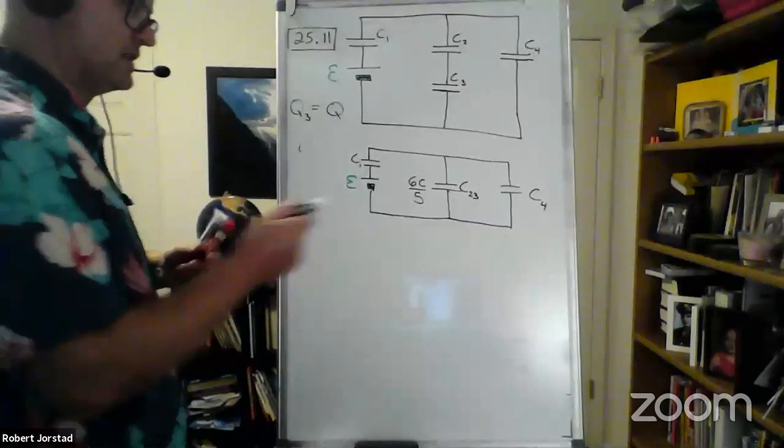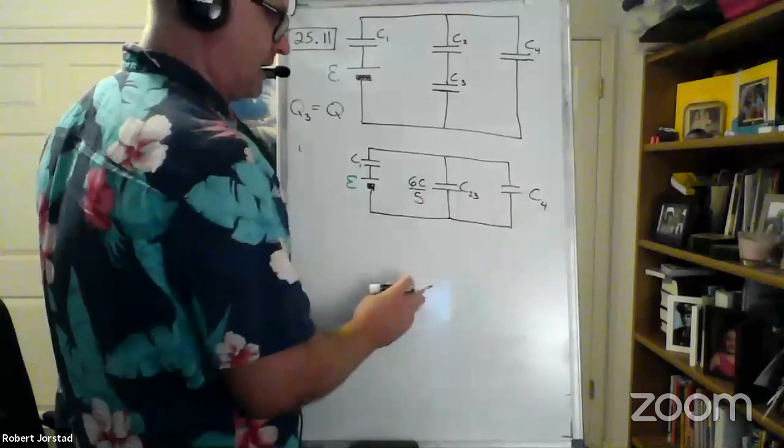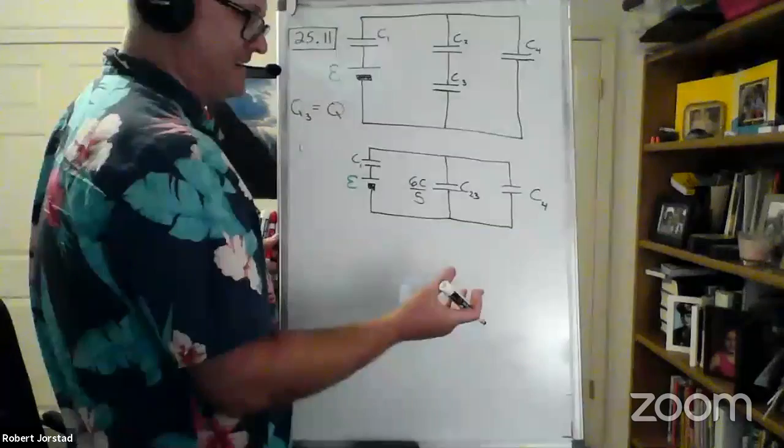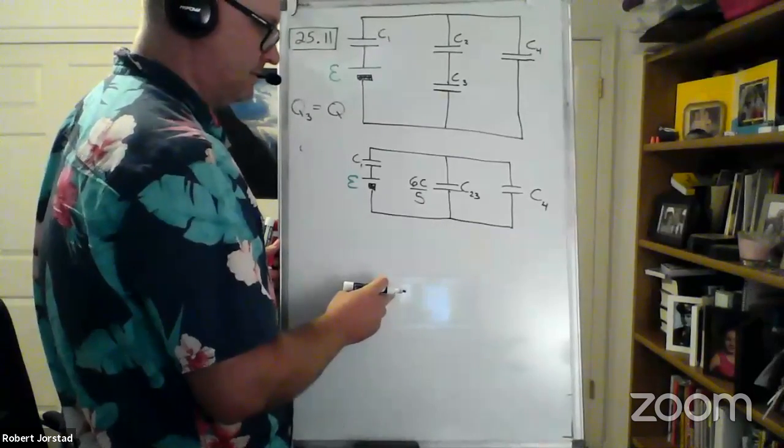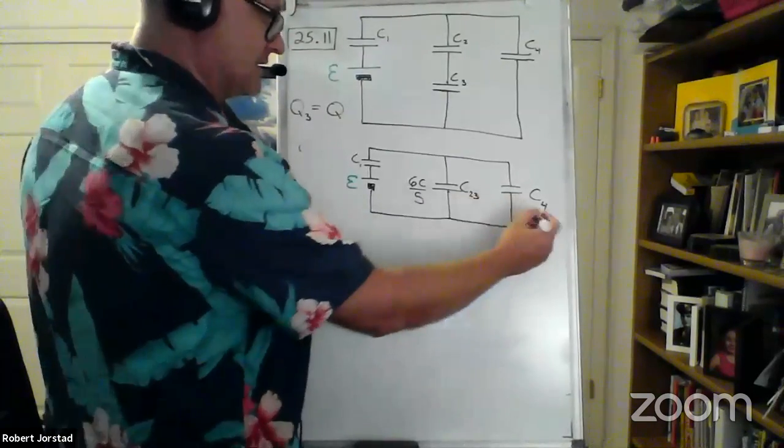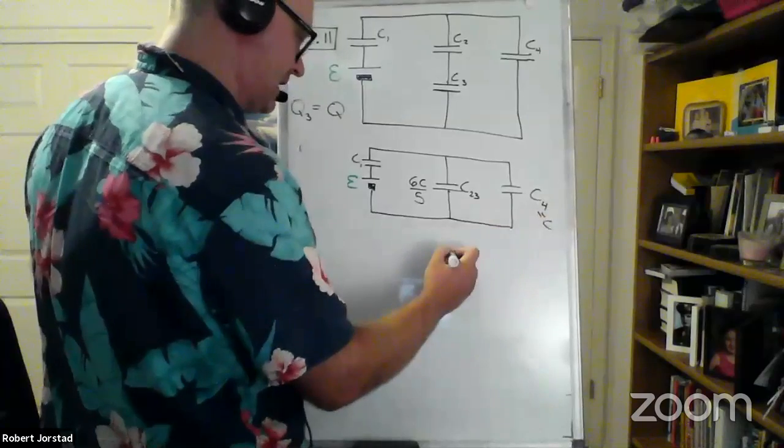2, 3, and 4. So now, are those series or parallel? They're in parallel. So should I do the 1 over adding or just add them? Just add them. Yep. And so what am I going to get? Because this was C. I don't know if you remember. What are we going to get here?